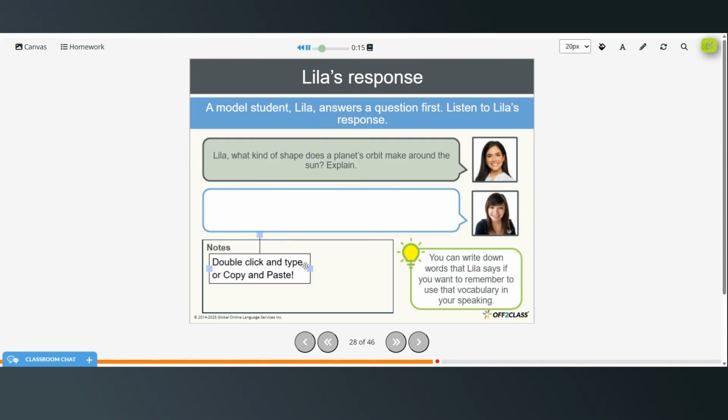Now listen to how Leela answers the question. Planets orbit around the sun in the shape of an ellipse. This shape looks like a stretched circle or an oval.